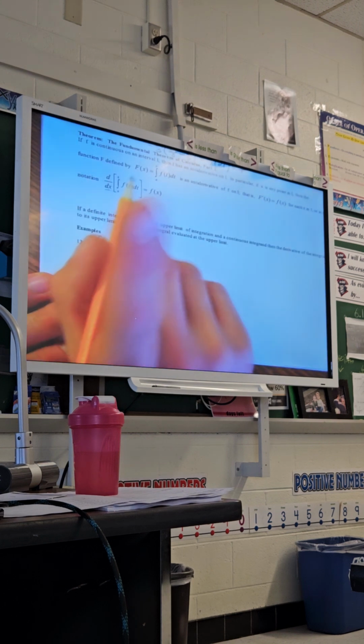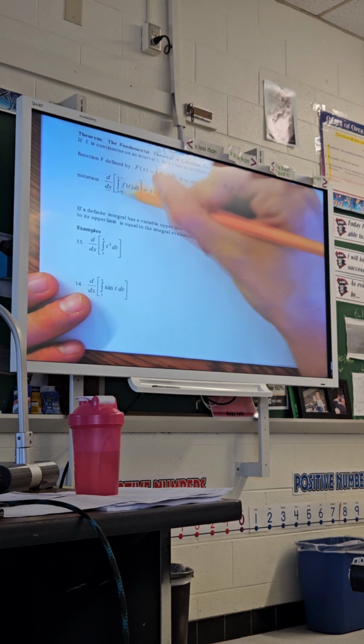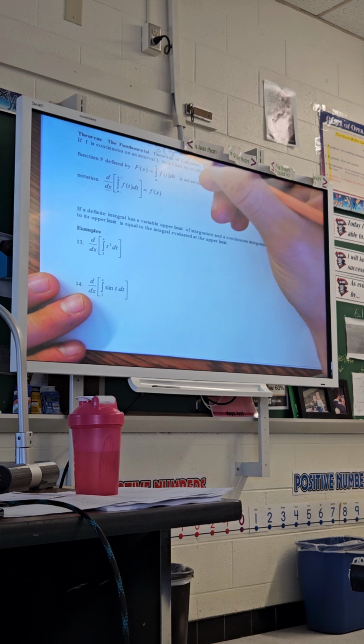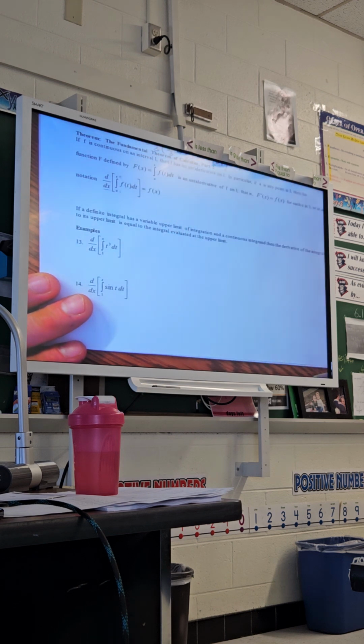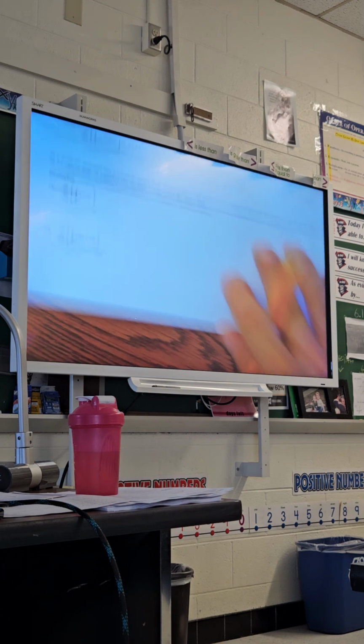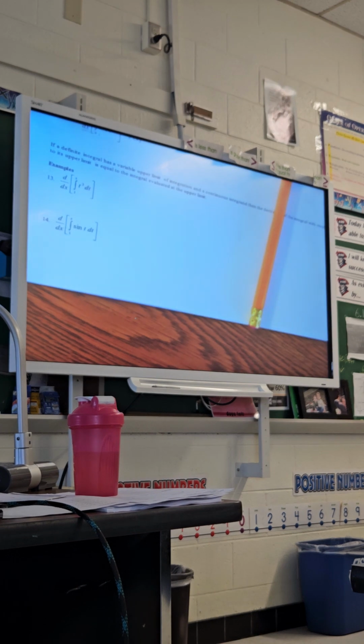That's as long as these are not actual functions. If there are actual functions there, then it's not going to be as simple as that. So let's look at this next one.